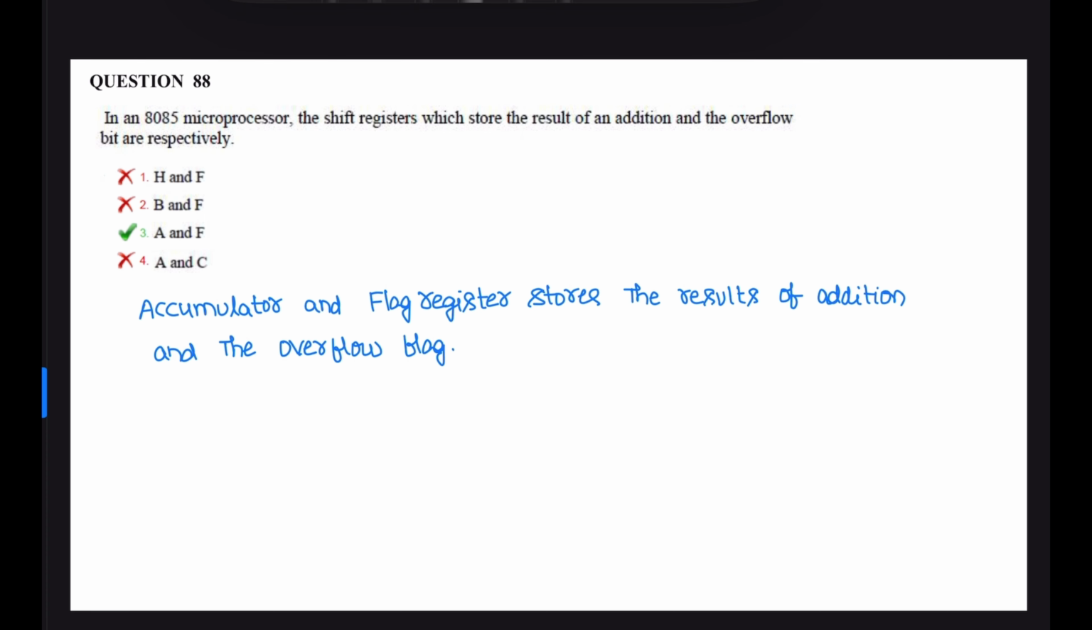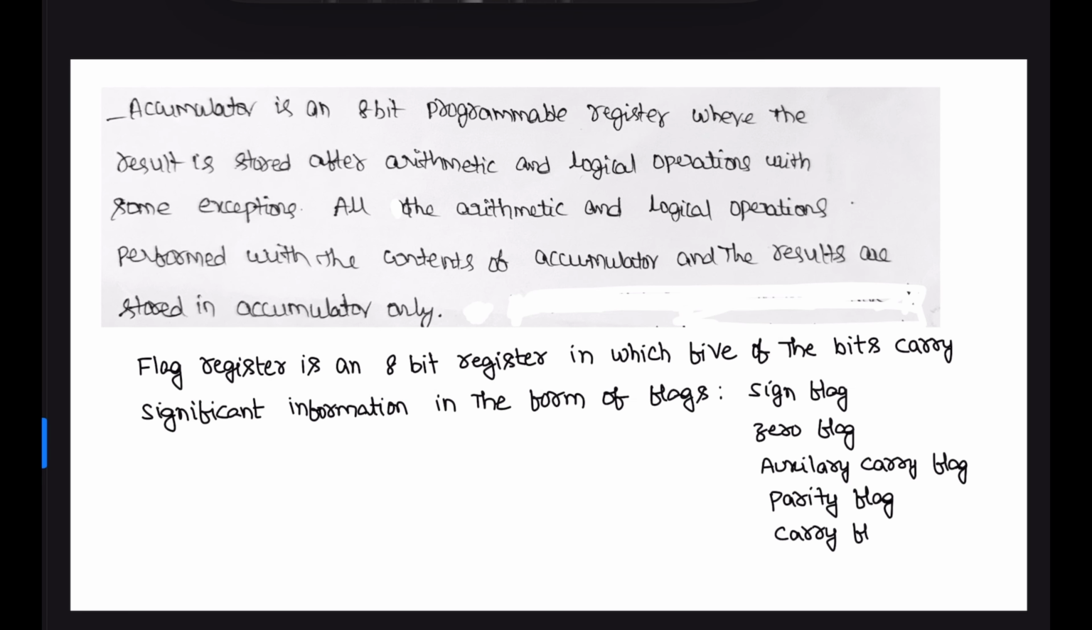Question number 88. In 8085 microprocessor, the register which stores the result of an addition and overflow bits are respectively. Correct answer is E and F. Accumulator register and flag register store the result of addition and overflow flag. Accumulator is an 8-bit programmable register where the result is stored after arithmetic and logical operations with some exceptions. All arithmetic and logical operations are performed with the contents of accumulator and the results are stored in the accumulator itself.